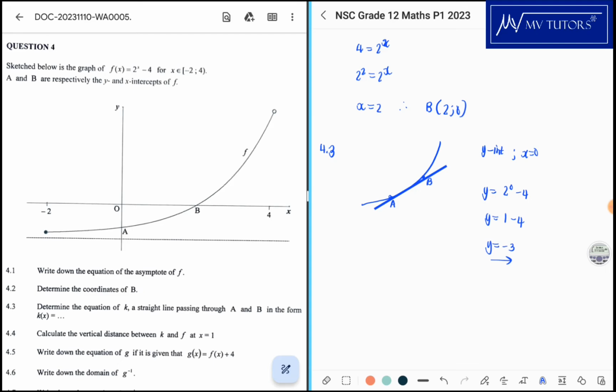Yes. Alright, so now we can get the coordinate of a, which is basically 0 and minus 3. Okay?